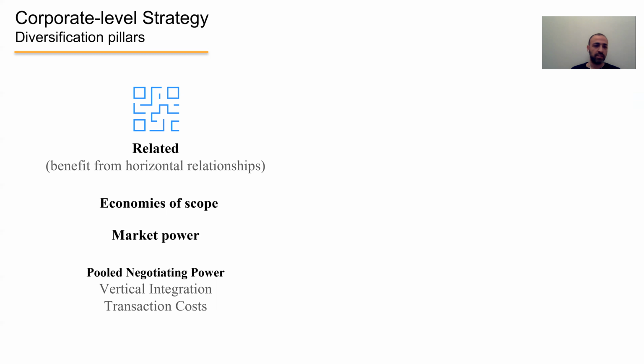So in related diversification, you will have vertical integration. You can have backward or forward. Forward is going through the customer and backward is going through the raw materials. Also, you have to consider transaction costs, because in diversification, you will have lots of different costs like monitoring, reporting, research, legal, and stuff like that.